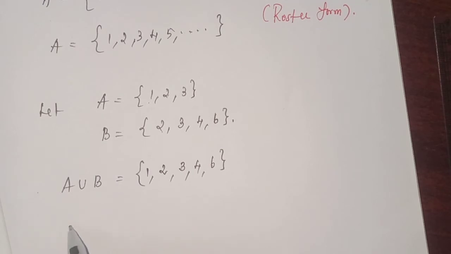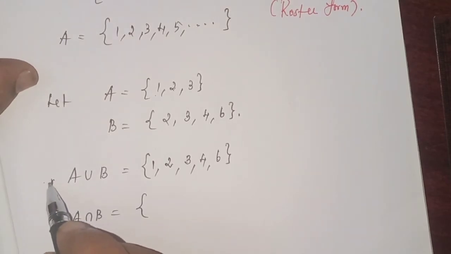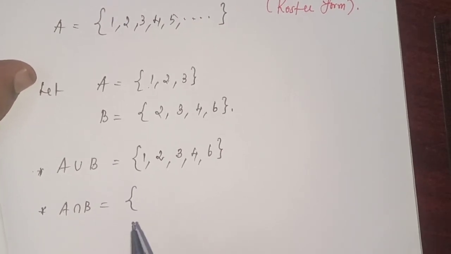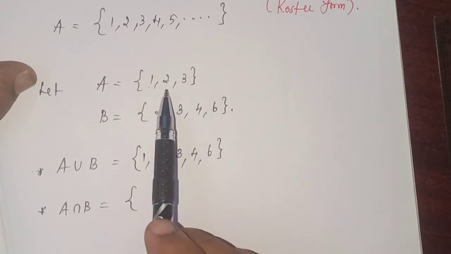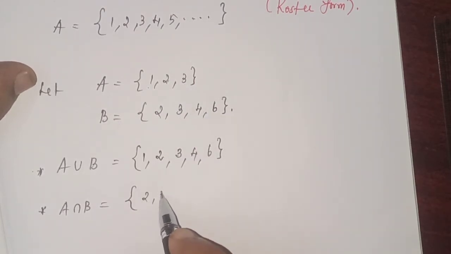Now I write A intersection B. What symbol is it? Intersection. Intersection means you have to write the common elements of A and B. That is the meaning of intersection. In the sets A and B, what are the common elements? We have 2 and 3. So 2 and 3 are the common elements.